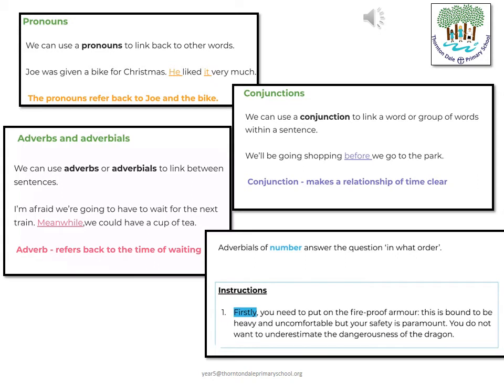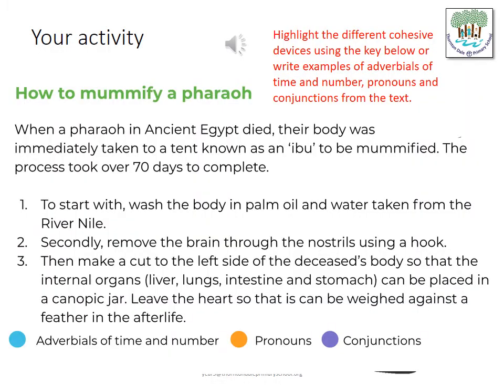On the next page, you're going to see an example of an instructional text, and I want to see if you can find some of the examples of cohesive devices that you can see on the screen here. You can either annotate on this page, or you could make a list with 3 columns: adverbials of time and number, pronouns and conjunctions, and then underneath each of those write the words from the text example that show adverbials of time and number, pronouns and conjunctions. So spot them in this page and on the next, and the answers are there for you to check as well.